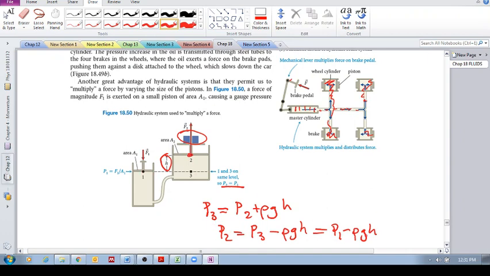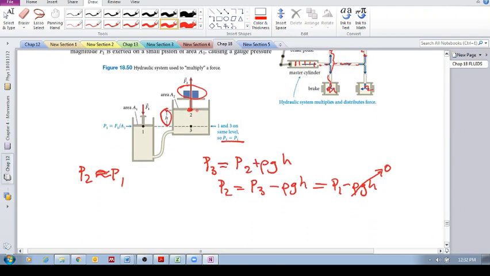But in real life, the density of oil, according to the textbook, is very low, and this height inside a hydraulic system is very small. So this is basically 0. So P2, pressure 2, is approximately the pressure at 1.